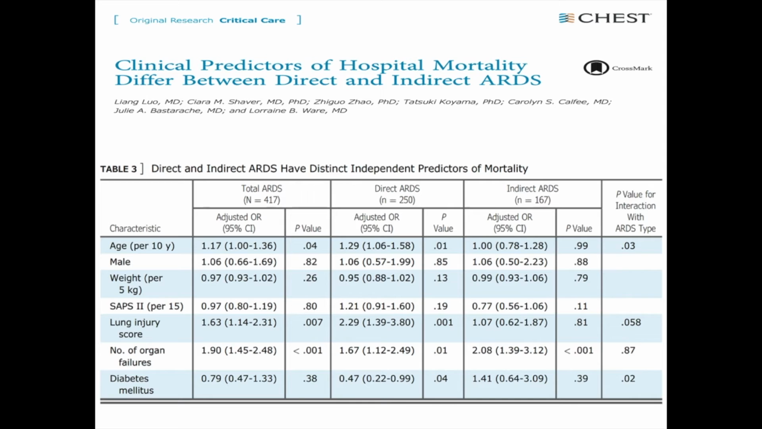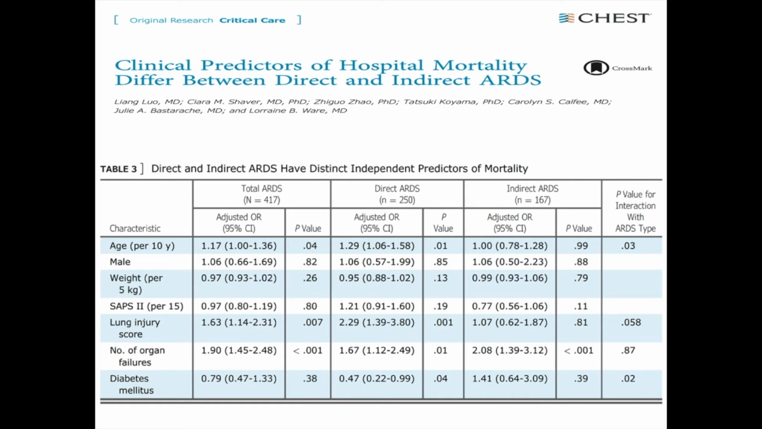The other thing that is looked at is the cause of ARDS, like pulmonary and extrapulmonary, direct ARDS versus indirect ARDS. Here we can see, as far as the prognostic markers for mortality are concerned, for direct ARDS, age, lung injury score, number of organ failures, and diabetes mellitus are all predictors of mortality. More so is the lung injury score.